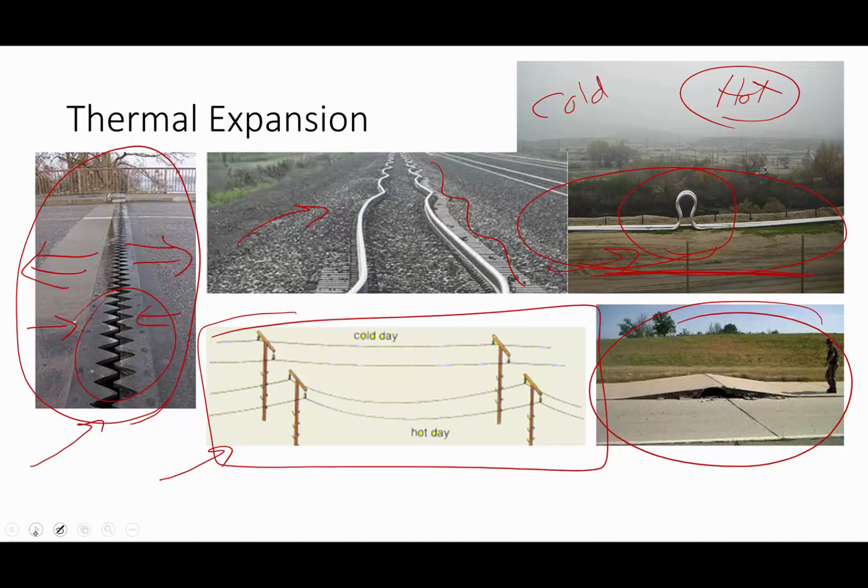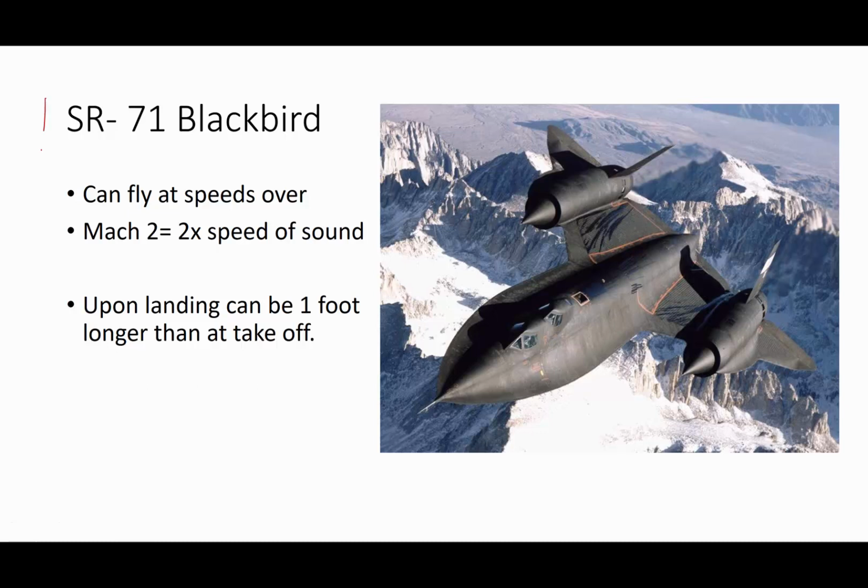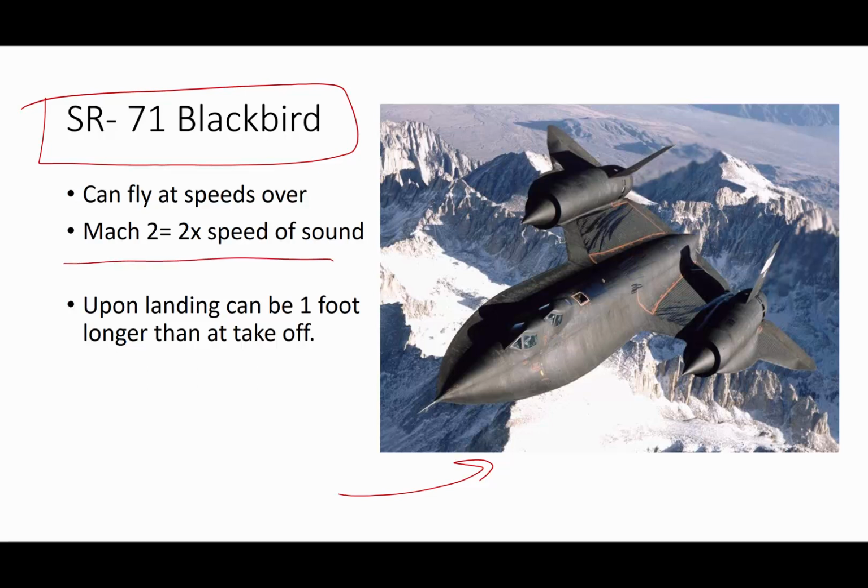Pretty nifty stuff. One of my other favorite examples of thermal expansion is the SR-71 Blackbird. This aircraft is no longer used for military applications, but it is still one of the prettiest airplanes that we have ever had the fortune of having in our military. It can fly well over Mach 2, 2 times the speed of sound.